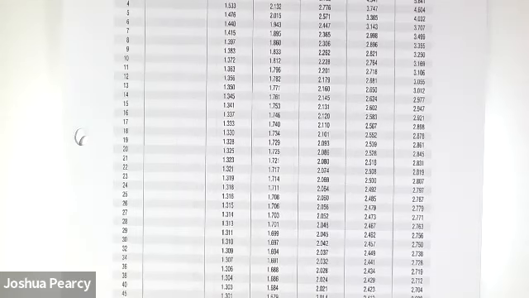Now let's look at an example to do this. It says a random sample of 10 children.